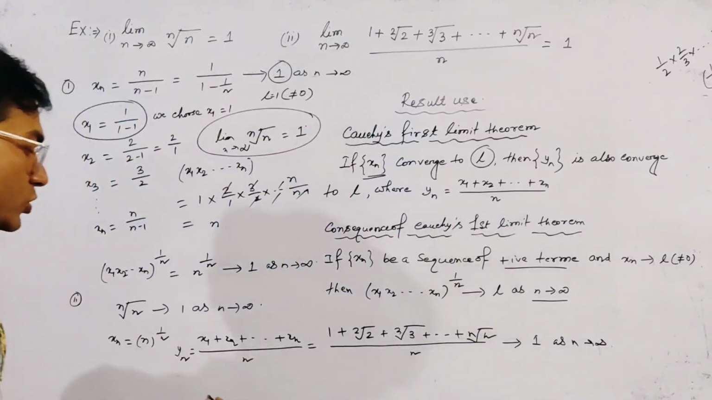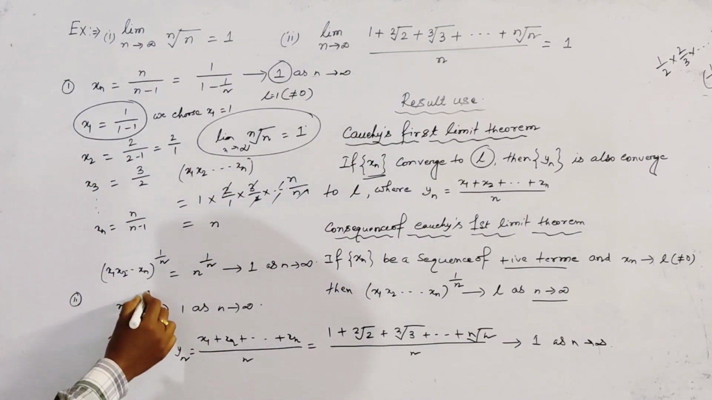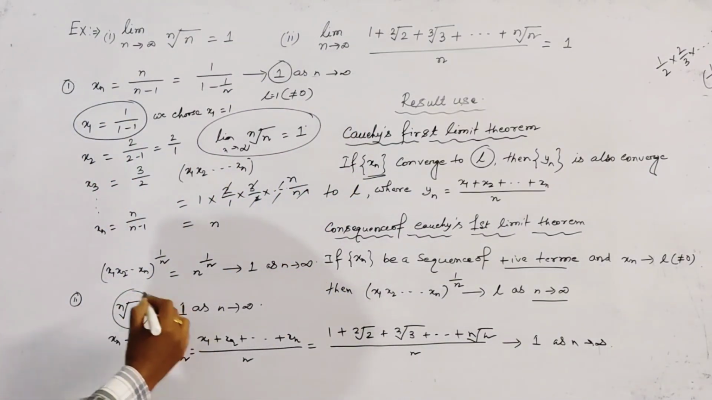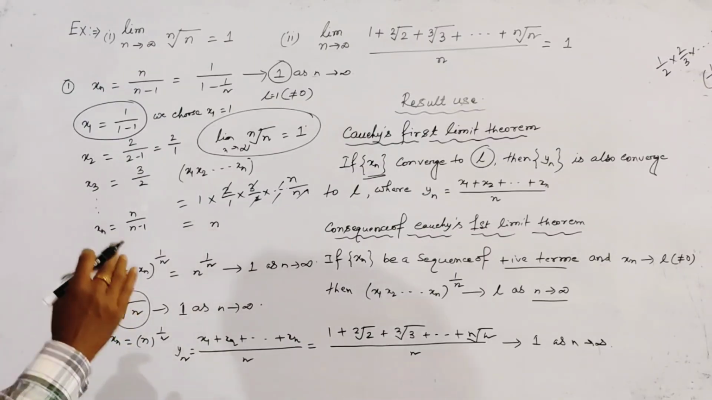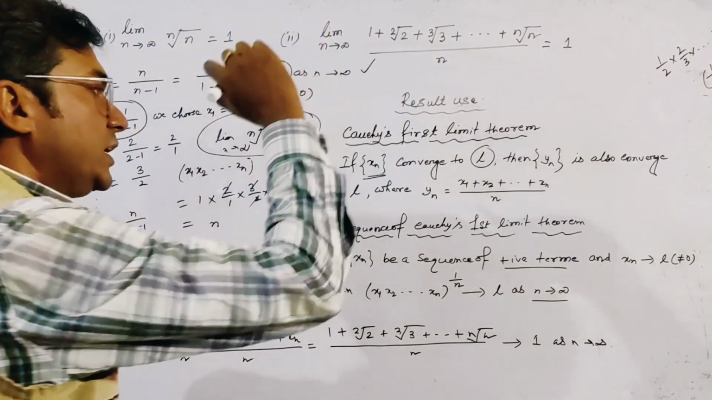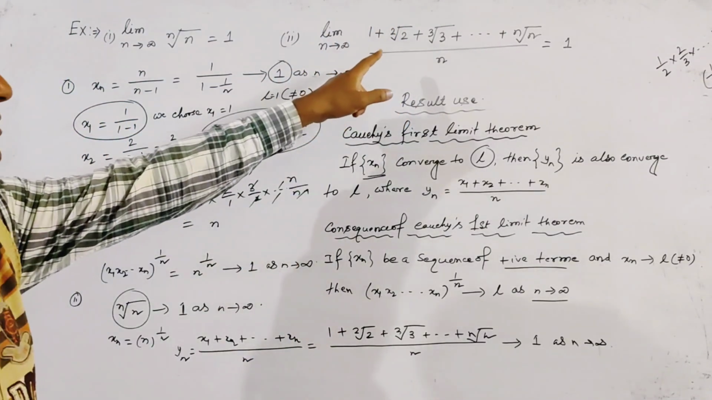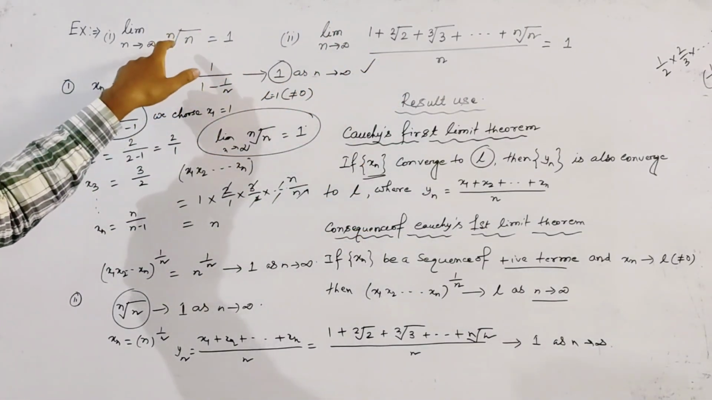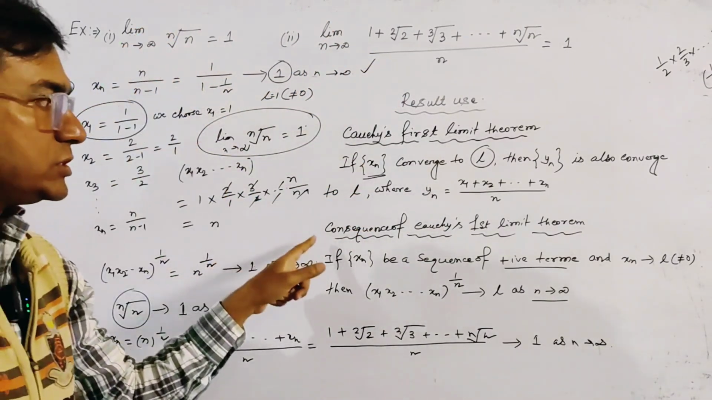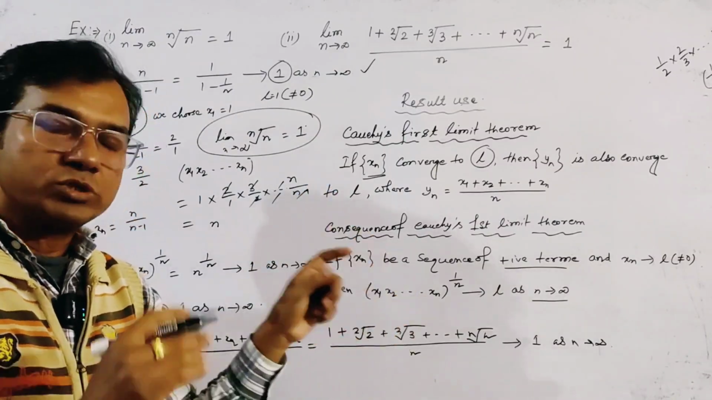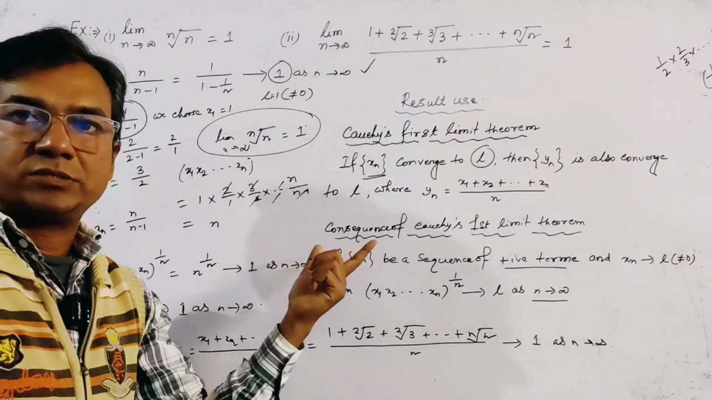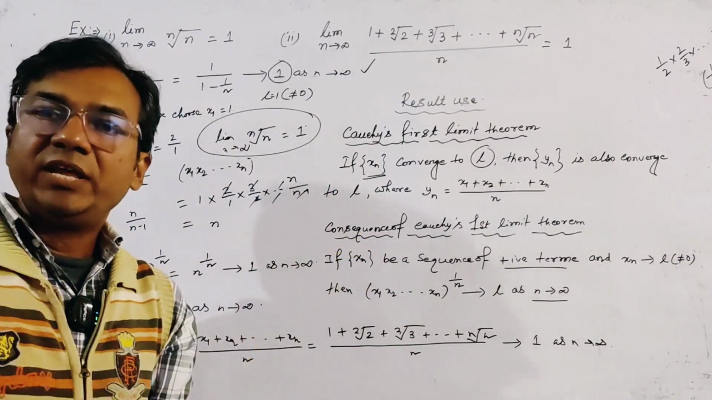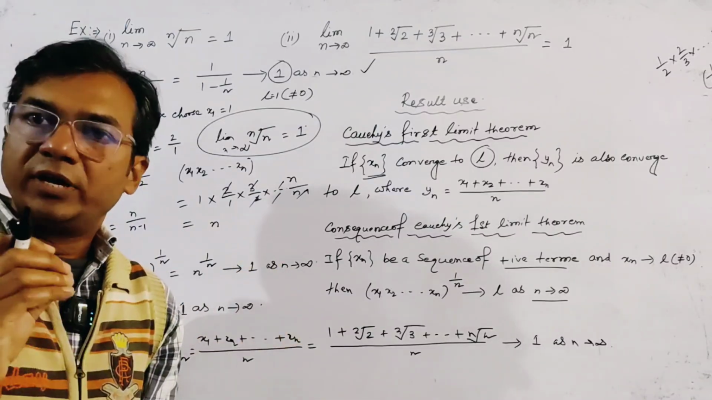because we already proved that n to the power 1 by n tends to 1. So we get the second limit also. This is very easy using Cauchy's first limit theorem. These are very important limits of real sequences.